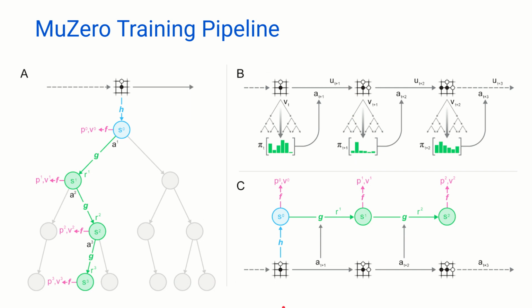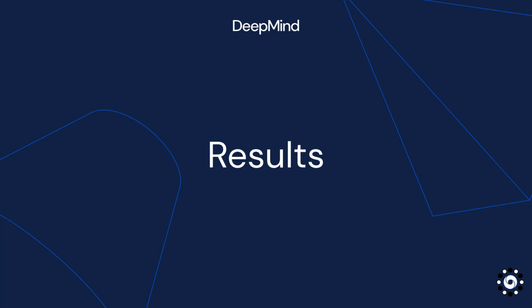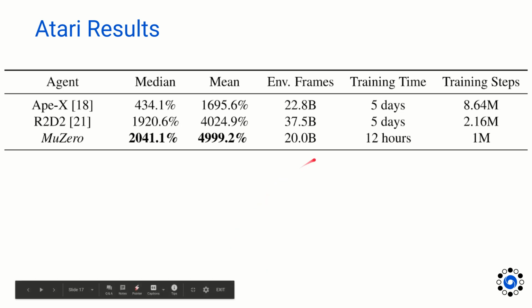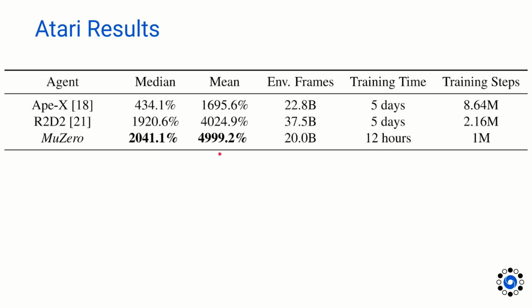Now that we've seen the full training pipeline, let's look at some results. First, let's start with Atari, the newest addition to the algorithm. Here we compared against existing state-of-the-art algorithms, R2D2 and Apex. And you can see that with a similar budget of environment frames, we achieved a new state-of-the-art in both mean and median normalized score.